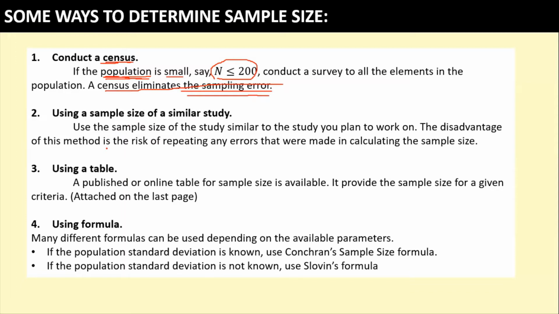So the next one, using a sample size of a similar study. So mao ni siya important kung maghimo kag research paper na kay RRL. Kay para imong ma-compare sa ubang study kung unsa nimo pag-decide unsa kadako imong sample size. So one disadvantage is the risk of repeating any errors that were made in calculating the sample size sa original nga author kung asa ka nag-base nga study. So, kana lang sad ang problem if mag-base lang ka sa previous nga mga studies.